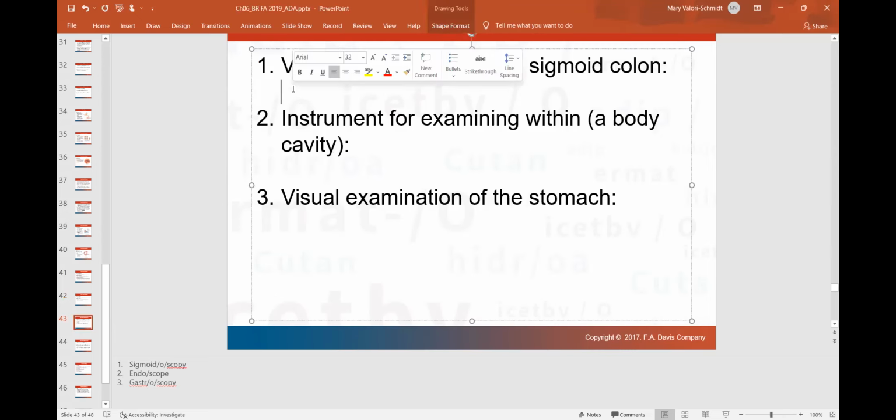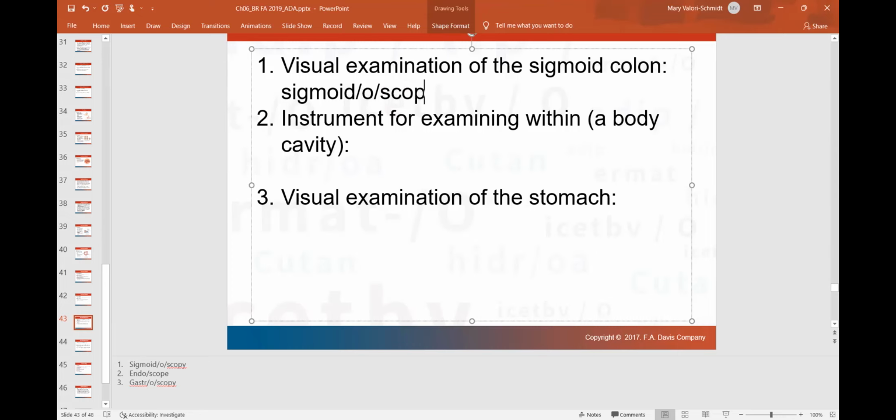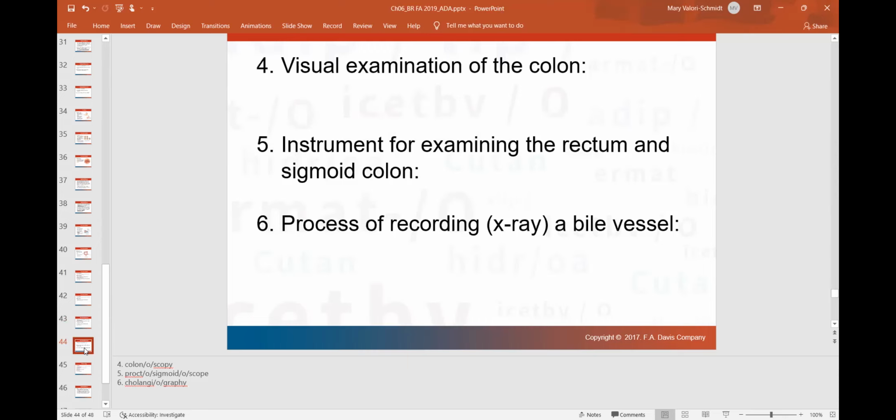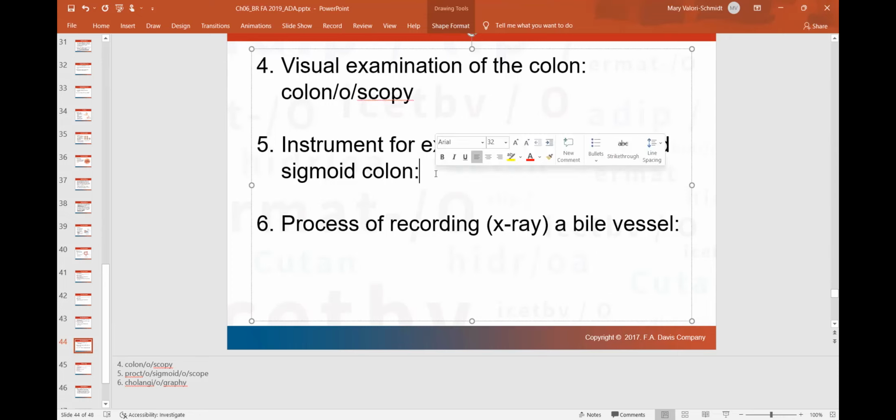So visual examination of the sigmoid colon. Well, we know it's going to start sigmoid-oscopy, right? An instrument for examining within the body, endoscope. And visual examination of the stomach, we know it's gastroscopy. Visual examination of the colon. These are pretty common. Colonoscopy. An instrument for examining the rectum and the sigmoid colon is called a, this is a mouthful, sigmoidoscope.